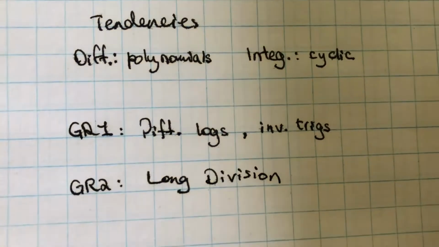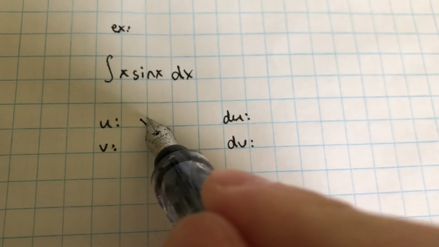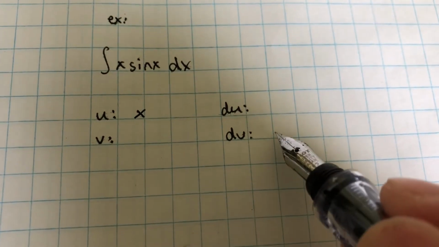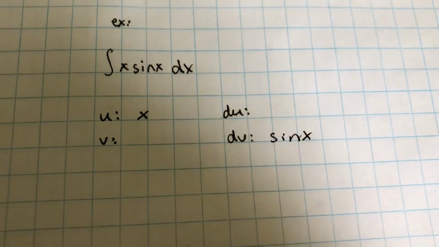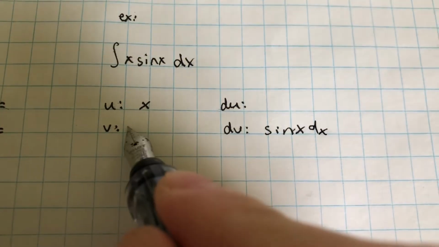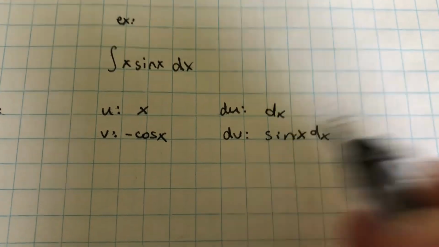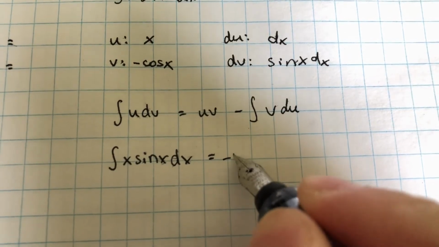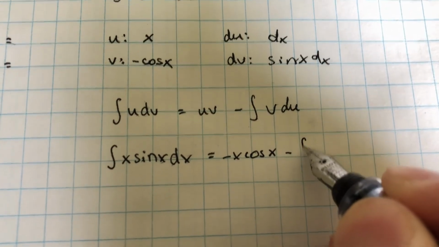Let's go through an example together. Suppose you want to solve the indefinite integral of x sine x dx. You will set u to x and dv to sine of x. We find du to be exactly 1 dx and v to be minus cos of x. Therefore, using the definition formula, you get u v minus integral of v du. That is, minus x cos x subtracted by integral of minus cos of x dx.